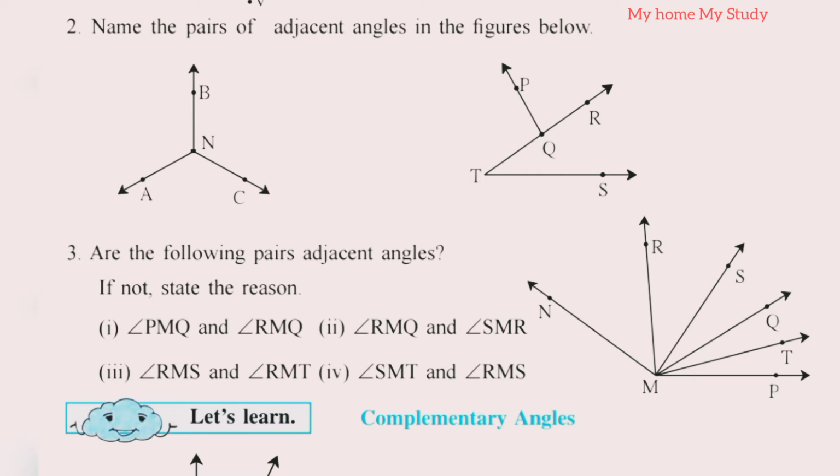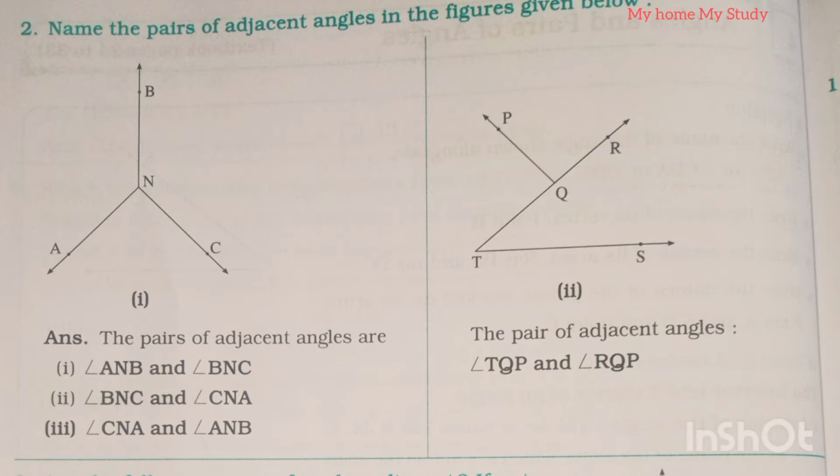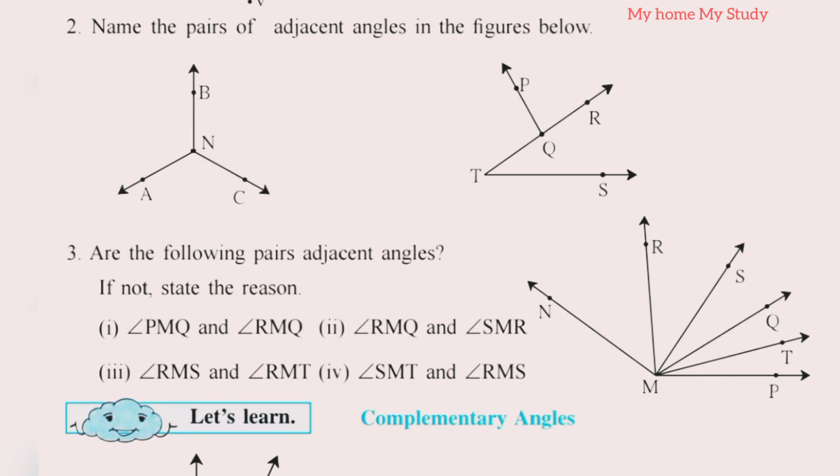Second one, name the pairs of adjacent angles in the figure below. Question number 3 is, are the following pairs adjacent angles? If not, state the reason.